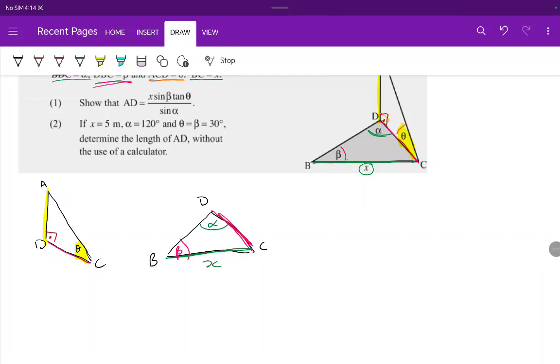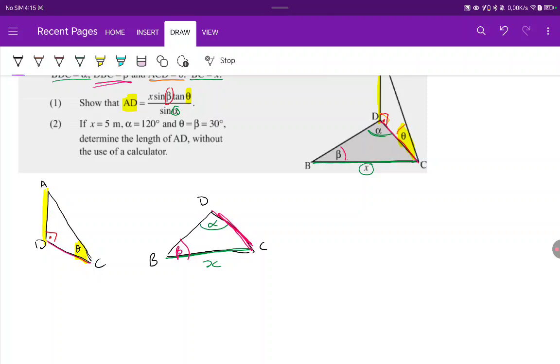Now question number one is saying, show that AD is x sine theta, x sine beta, tan theta divided by sine of alpha. Okay, where do we want to be? AD is our yellow line. So show that the yellow line is something, something, something. If I use my colors, I can see beta is pink, and theta is going to be my yellow one, and alpha is my green one. So somehow these things are connected. I want to prove AD. So how do I figure AD?